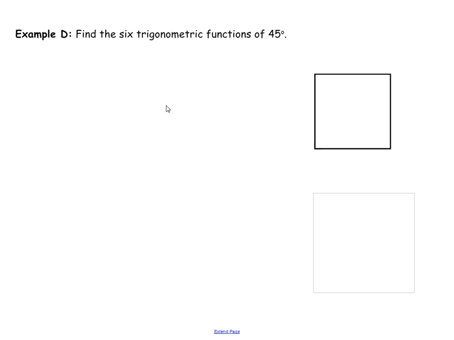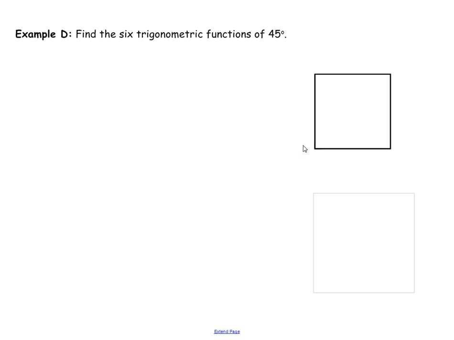So this time, let's talk about the 6 trigonometric functions of our 45-degree angle. Now, when I developed the 60-degree and the 30-degree angle triangles, we were dealing with an equilateral triangle that we divided in half. For a 45-degree triangle, we're going to deal with a square.